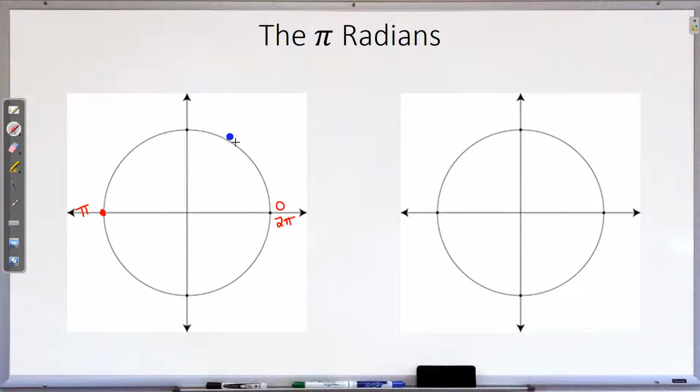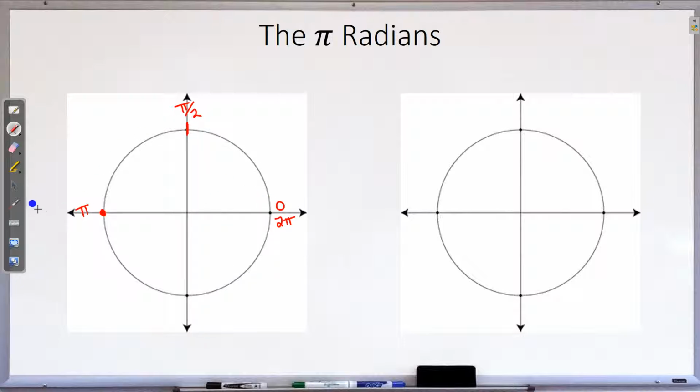So if I take the half circle and I cut it in half again, which is, yes, 90 degrees, what is that in terms of pi? Well, it's half of pi. And so we just write that pi over 2. And then we count around the circle. This is 1 pi over 2.